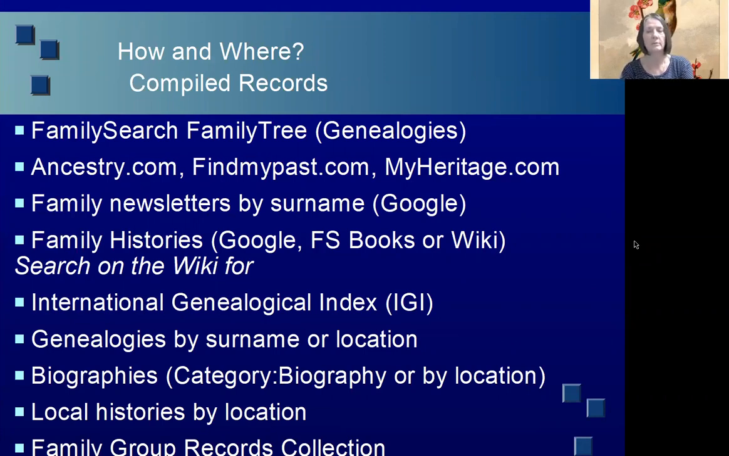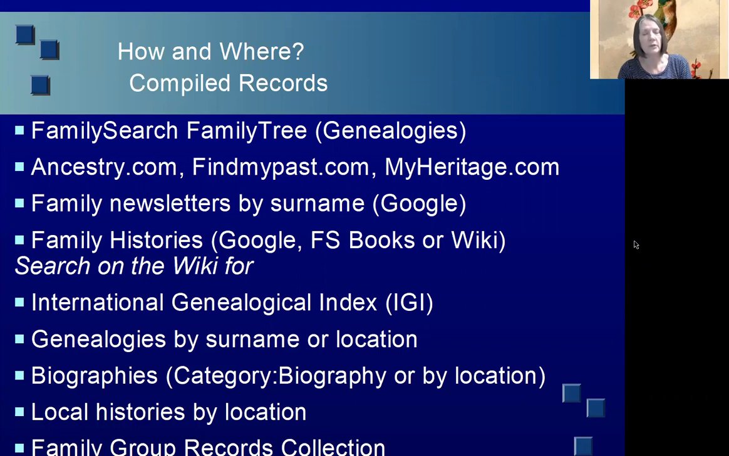We can do a class on that sometime. Ancestry.com, Find My Past, and MyHeritage are all compiled genealogies. Everybody who is on there has their own family tree, and if they're in public, you can look at their family trees and see if any of them are related to you. You can look up on Google family newsletters. Some families put their family newsletters online, and if you find a family newsletter, that might be helpful.